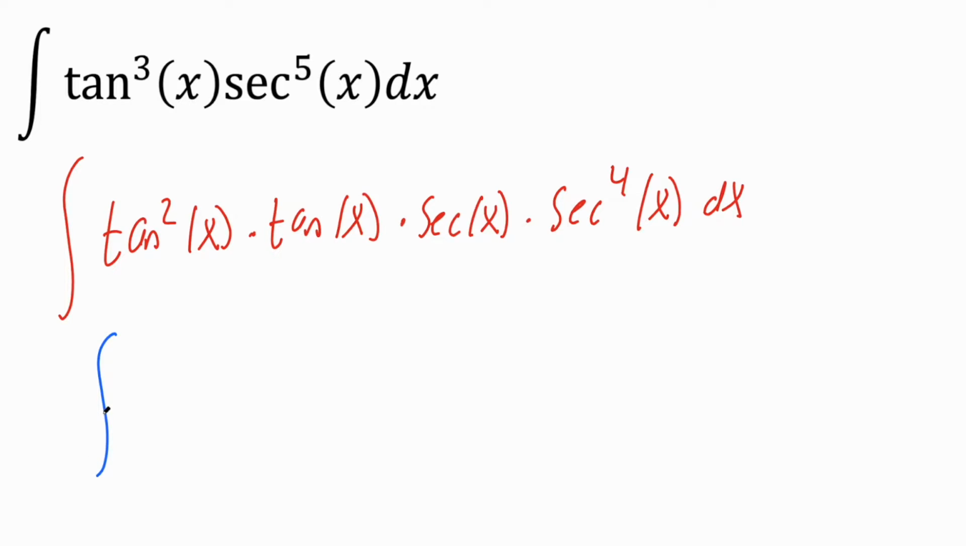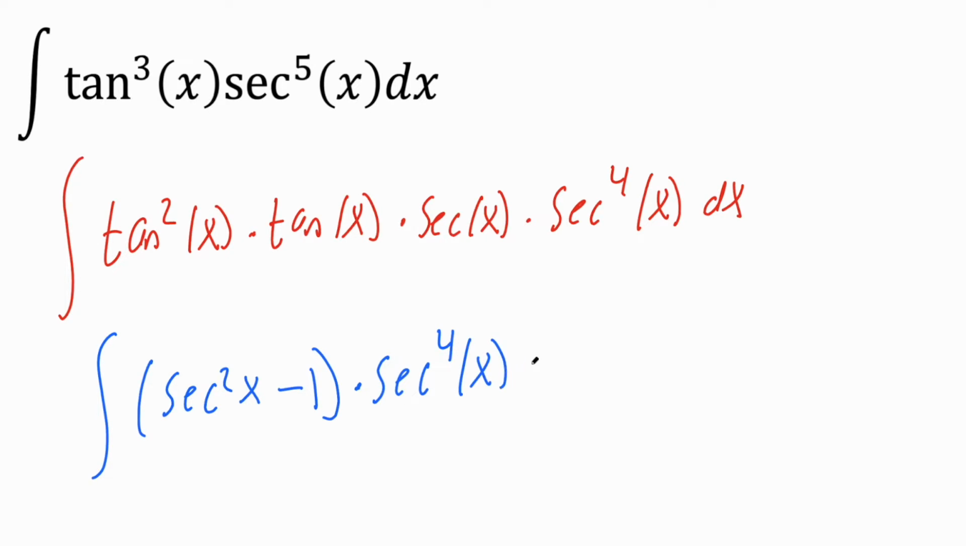So I have the integral. Instead of saying tan squared x, we could say that's equivalent as secant squared x minus 1. Those two are equivalent. And now I'm going to rearrange this. So tan x times secant x, I'm going to stick it at the end, and this piece I'm going to put in the front. So I have times secant raised to 4 parentheses x times tan parentheses x secant parentheses x dx.